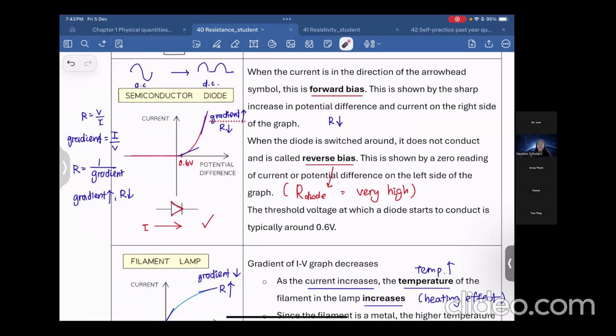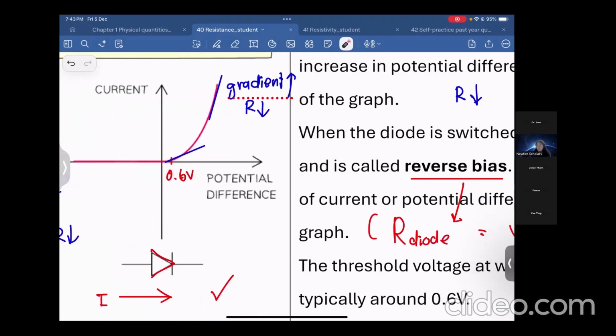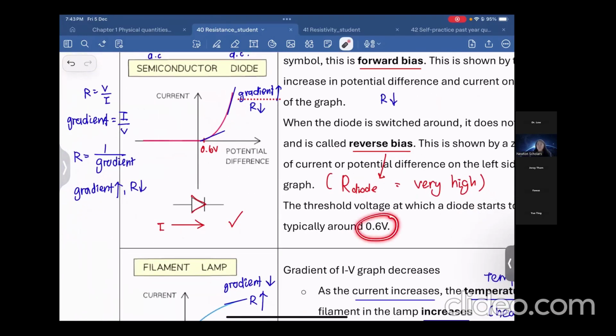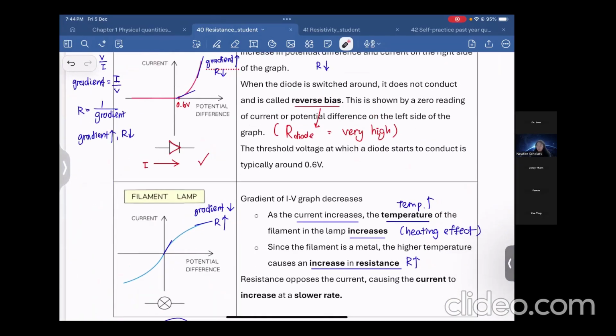Okay, so this is about the diode. For a diode, normally there is some minimum voltage required to trigger it. It is not necessarily 0.6 V; it can be other values. It depends. Okay, so this is the diode.